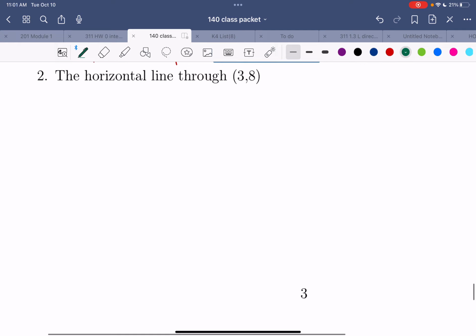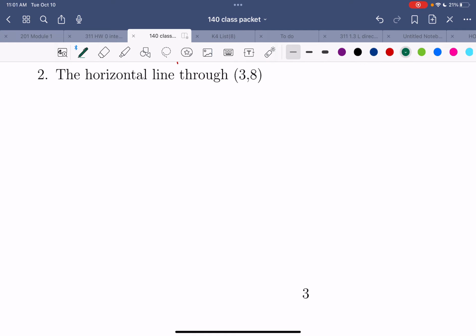Okay. Number 2, we've got a horizontal line through 3, 8. Now, up above, I showed you that y equals a number is the horizontal line. So what we do is we pick out, so the horizontal line means y equals. And so all I'm going to do is go over here and pick out the y and make this y equal to 8. And that is my equation of the line.